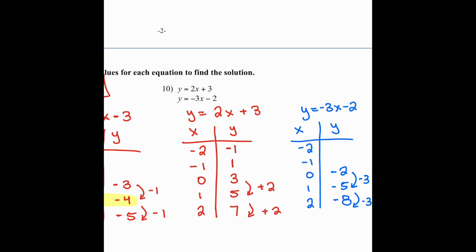And to go backwards, I have to add 3. So negative 2 plus 3 is 1. And 1 plus 3 is 4. And I notice they have the point negative 1, 1 in common, and so that is my solution.